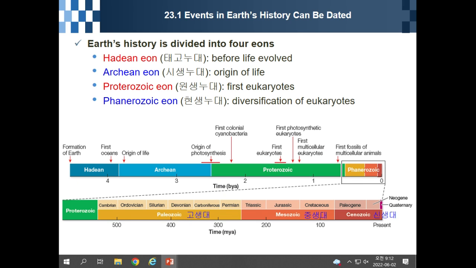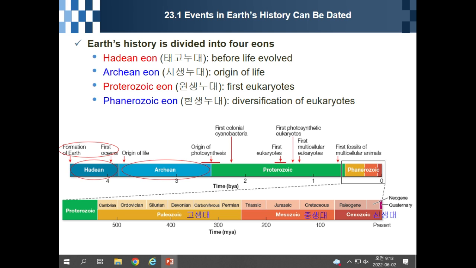Now we have to know that Earth's history is divided into four eons. First one is the Hadean eon. In Korean, we call it Taegoneudae, a very difficult Korean word. You don't have to memorize all of the names, but Hadean: there is no life. The Earth was formed and the first ocean was formed, but there was no life.